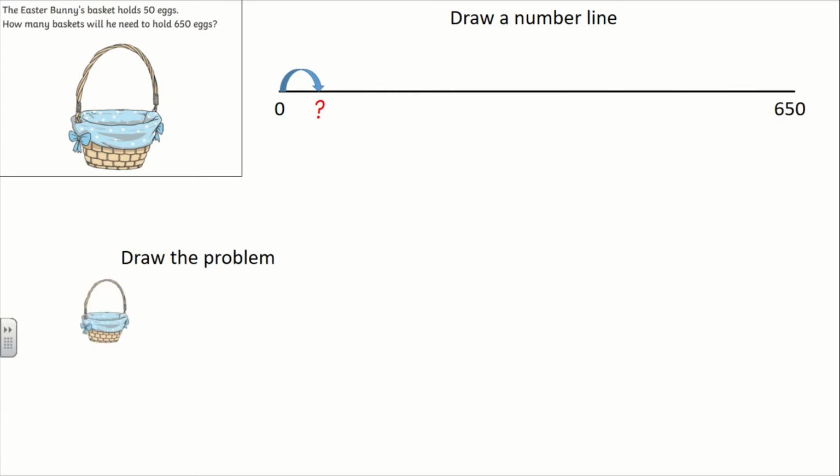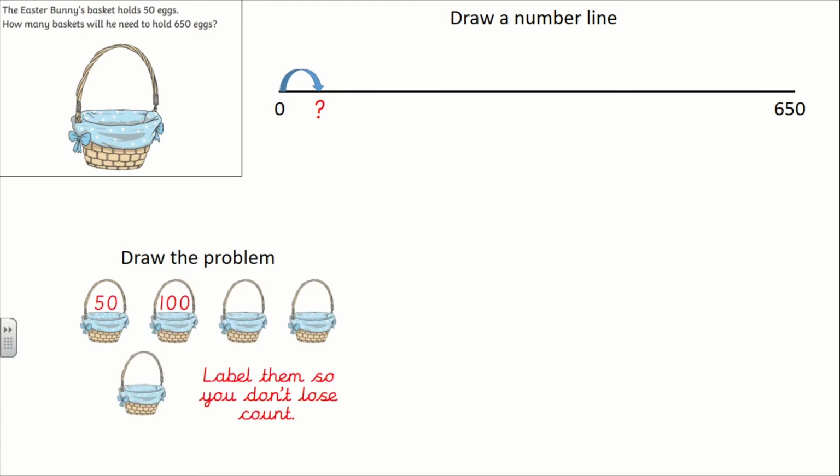Okay, your next strategy is to draw the problem. So again, you can draw your different baskets. The first one, 2, 3, 4, 5. So if you're drawing the problem, you might draw a basket, and once again, don't forget to label them with the numbers so you don't lose count. So 50, 100, then think about what the next one would be if you're just adding 50. Would one column change, or would 2 columns change? Remember, you're only adding 50, there are no ones.